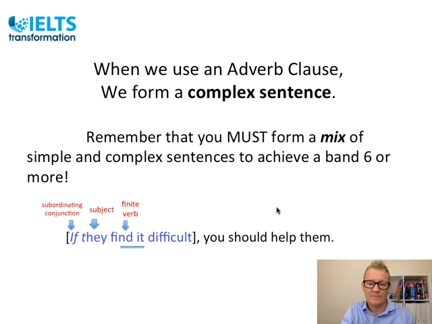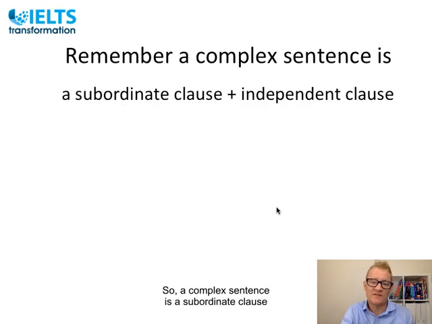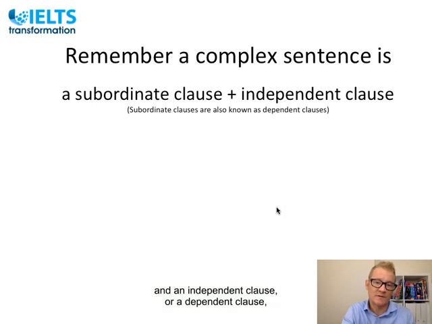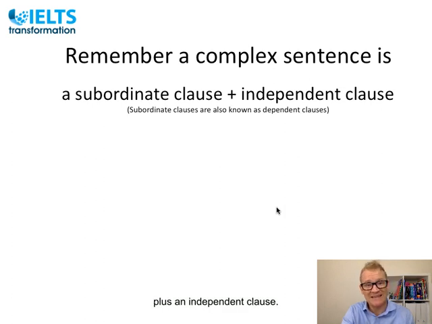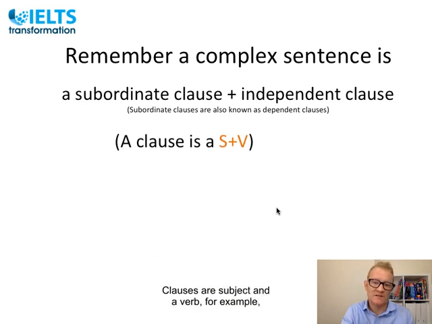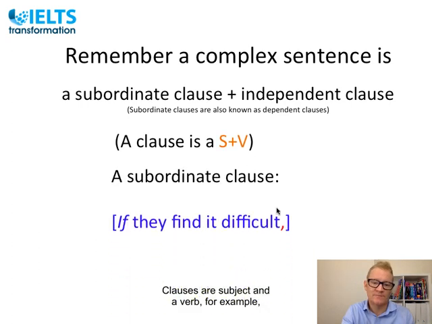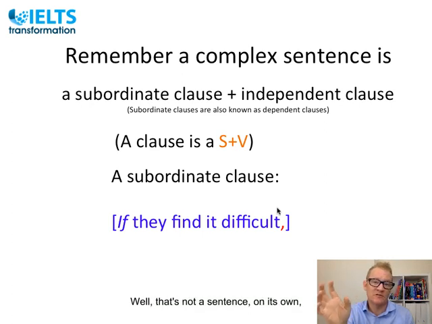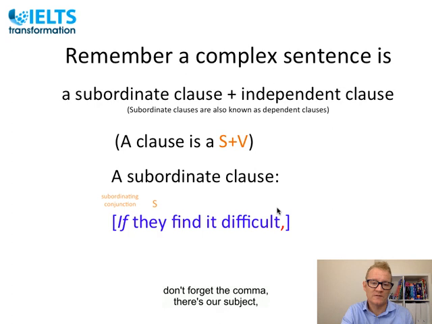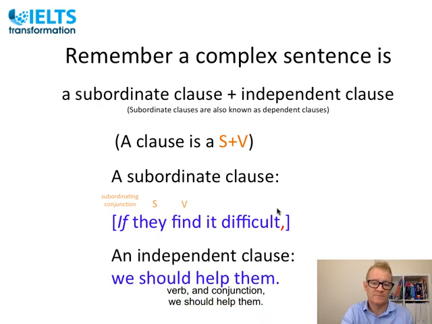Okay? So, a complex sentence is a subordinate clause and an independent clause, or a dependent clause plus an independent clause. A clause is a subject and a verb. For example, if they find it difficult. Well, that's not a sentence on its own. You need more information. If they find it difficult, comma, don't forget the comma, we should help them. Now that's a complete sentence. It's a complex sentence.